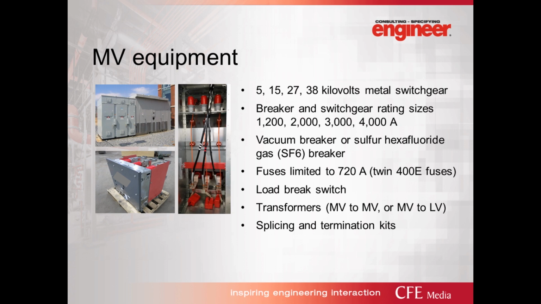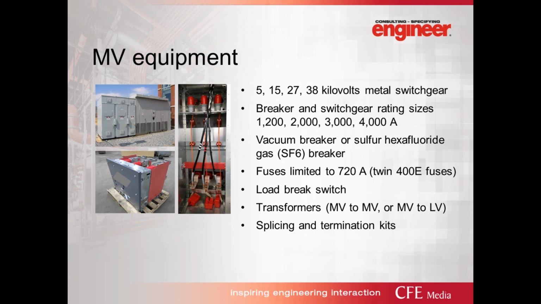When we look at fuses, they're really limited to 720 amps on medium voltage, and that's actually two 400 amp fuses paralleled together. Once you get above 720, you really have to go to breakers. And then in every medium voltage system, eventually it has to get transformed down to lower voltage for utilization. So typically you would see a cast coil or dry type transformer for indoor or an oil filled for outdoor.